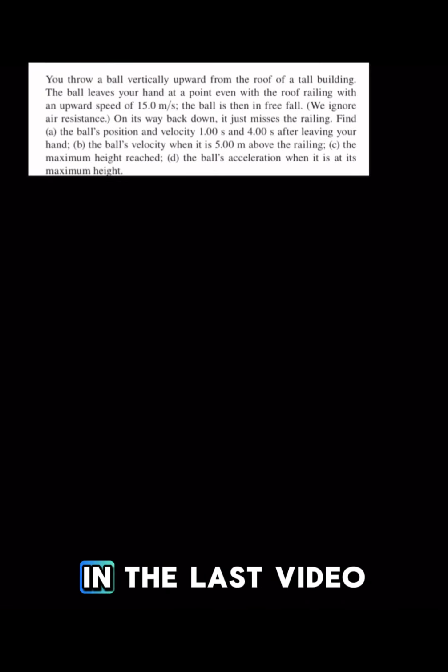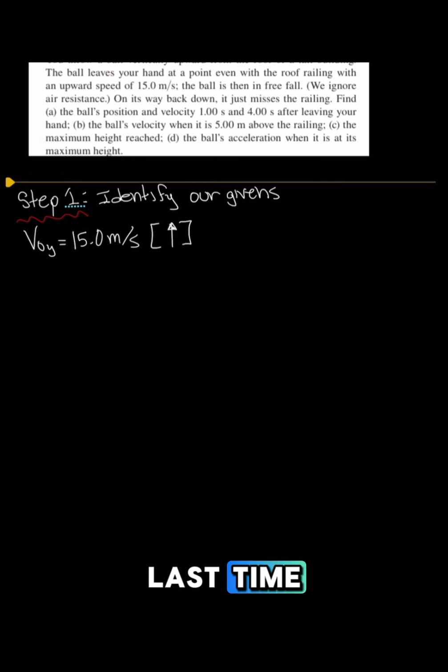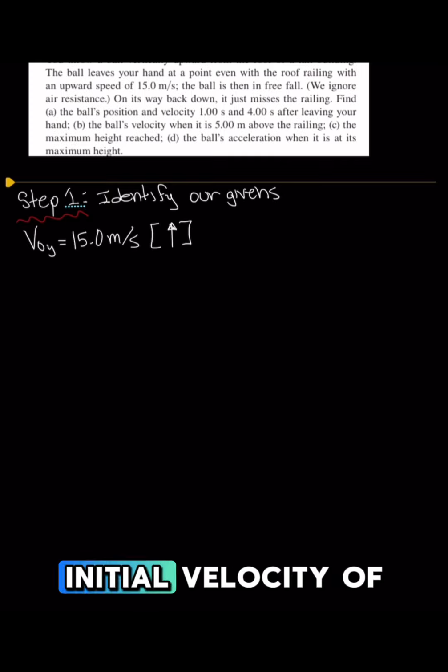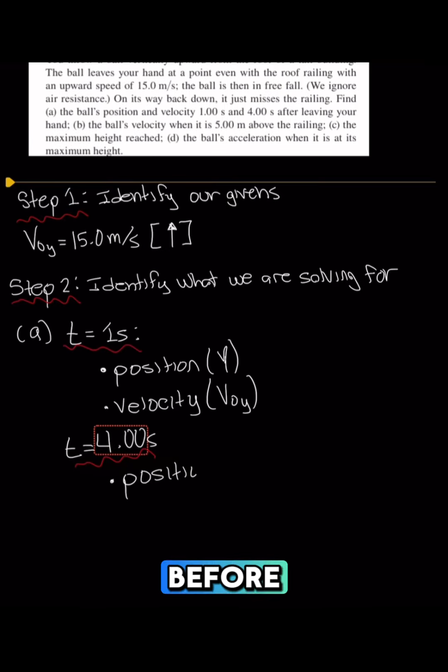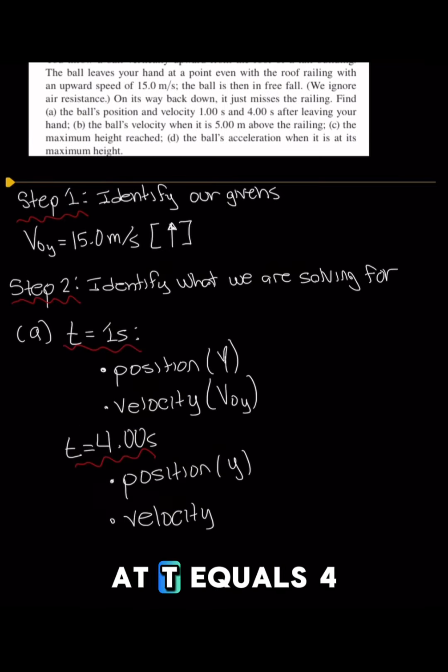Alright, so today we're going to continue looking at this free-falling object problem. In the last video, we found the position and the velocity at 1 second. Now we're going to look at 4 seconds. Just remembering from last time, our only given in this problem is that the initial velocity of the ball is 15 meters per second in the up direction. This question is just modeling a ball's motion when you throw it up into the air from a tall building. And as I said before, we're looking for the position and the velocity at t equals 4 seconds.